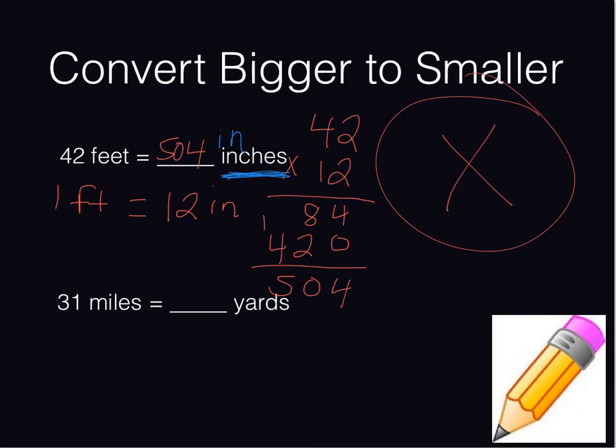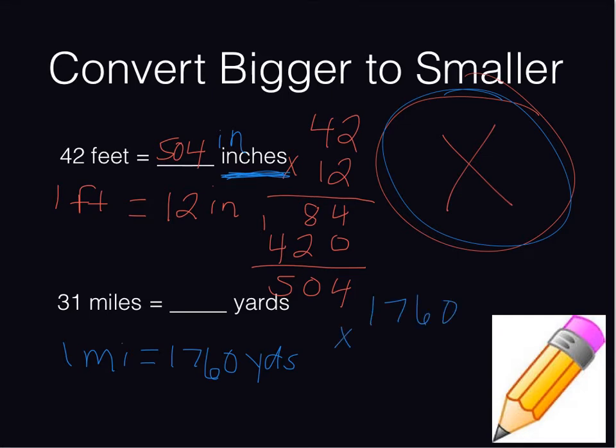Alright, let's look at our next problem. 31 miles equals blank yards. Like I said before, I'm going to set up the actual conversion underneath: 1 mile equals 1,760 yards. Since a mile is bigger than a yard, we are going from bigger to smaller, so I need to multiply. I'm going to multiply 1,760 by 31.